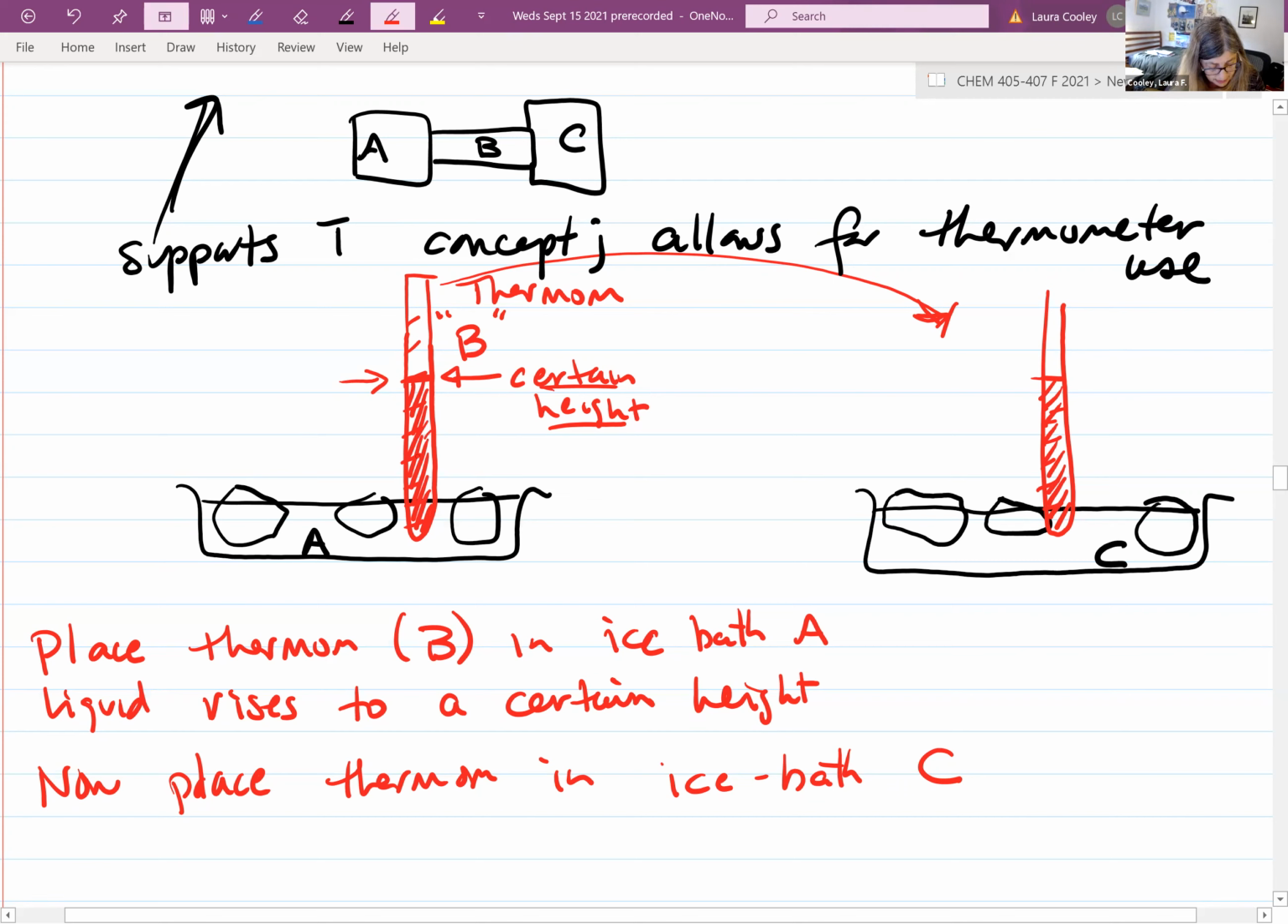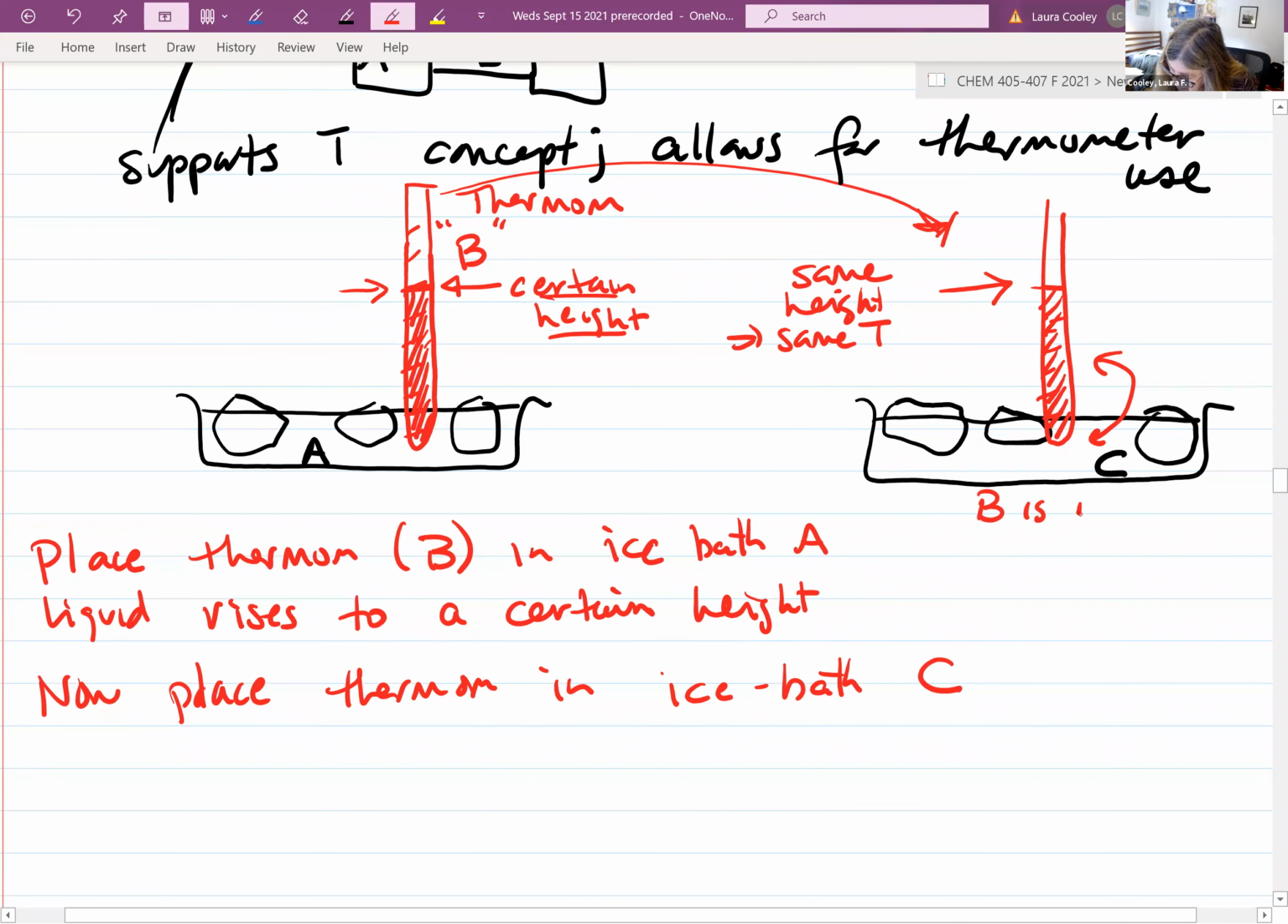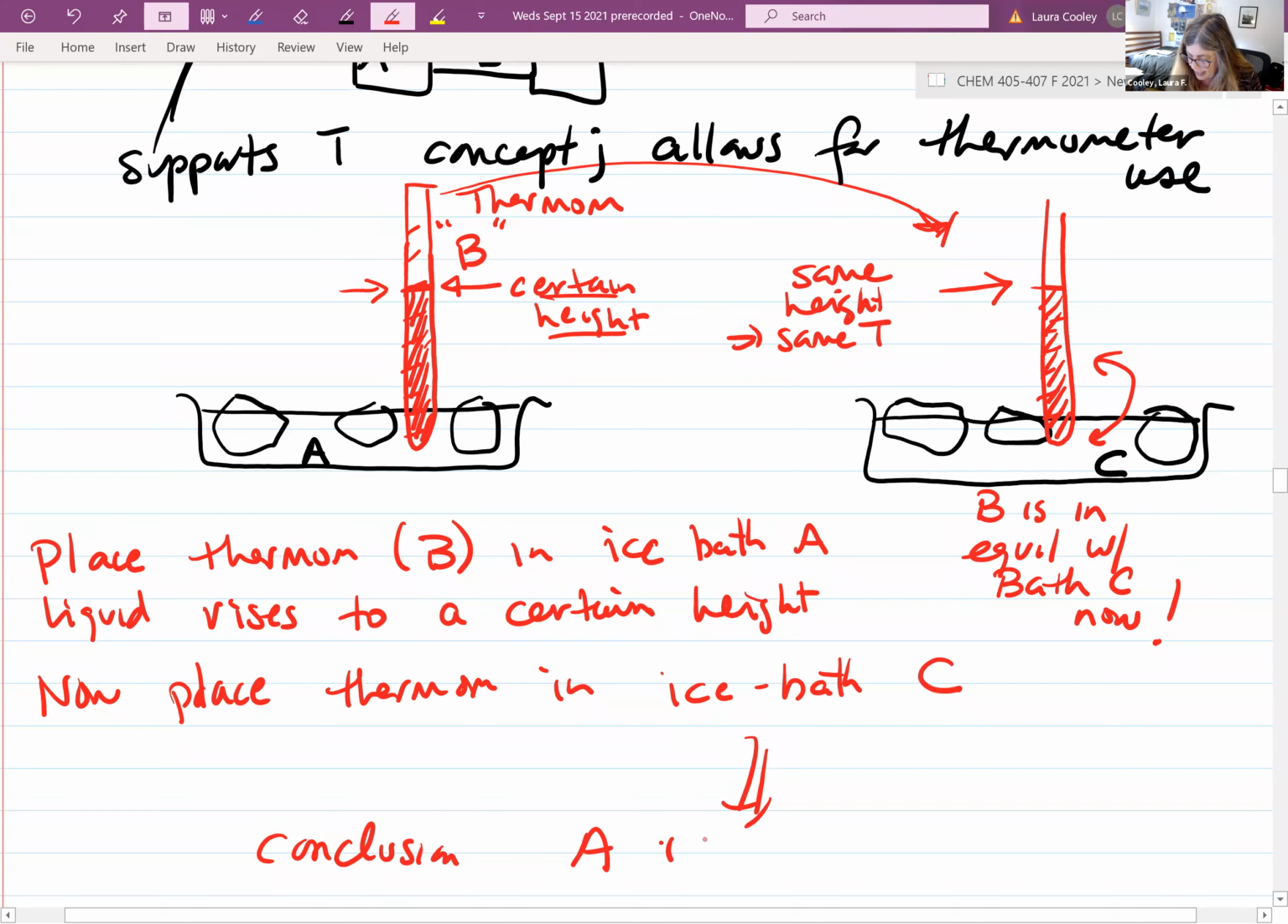Okay, so you take that thermometer B, you place it in bath C. If it rises to the same height, that indicates the same temperature, okay? And it's in equilibrium with bath C now. So the conclusion is that A and C have the same temperature.